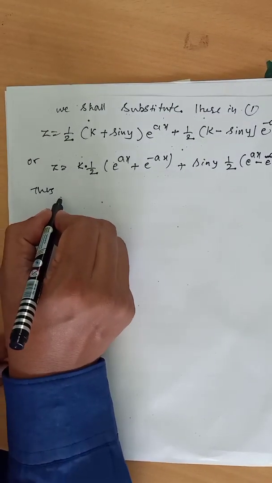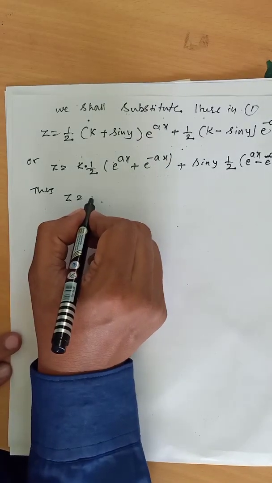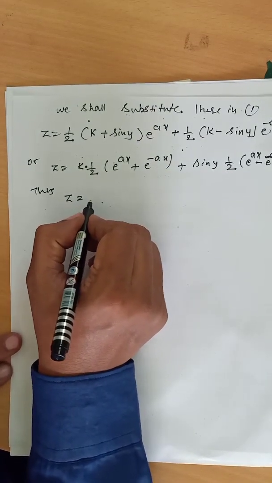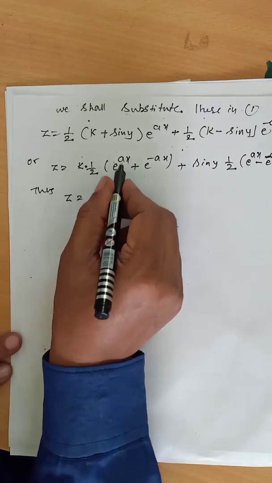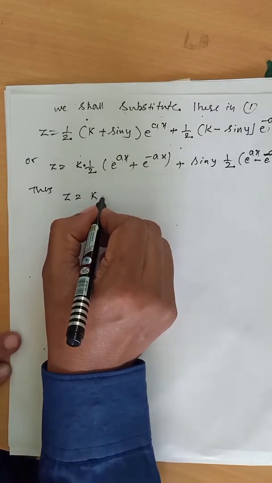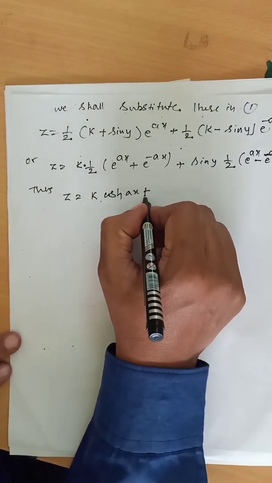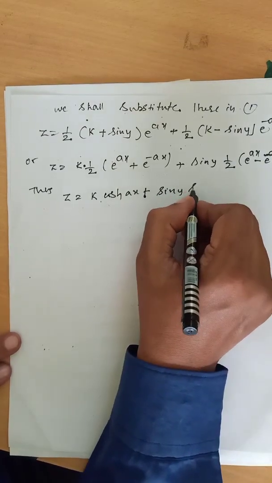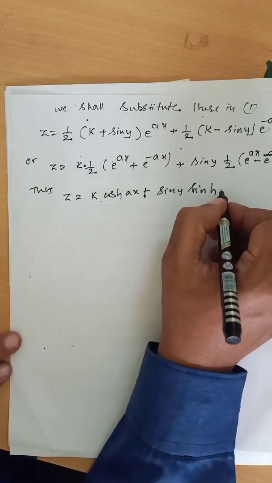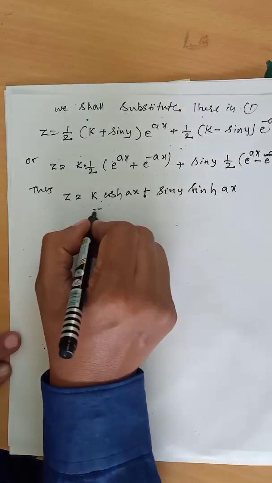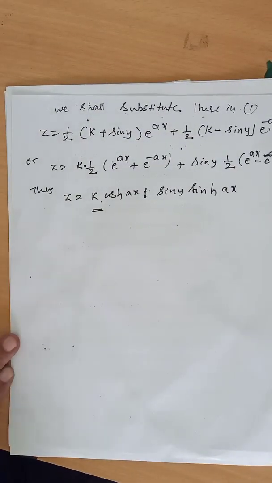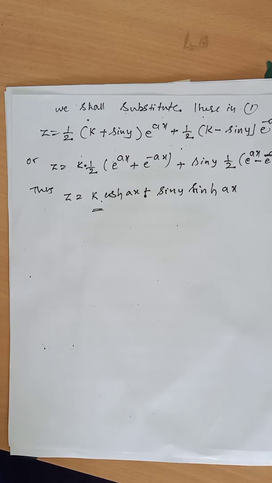Thus z = k cosh(ax) + sin y sinh(ax) is the required solution of the homogeneous partial differential equation.